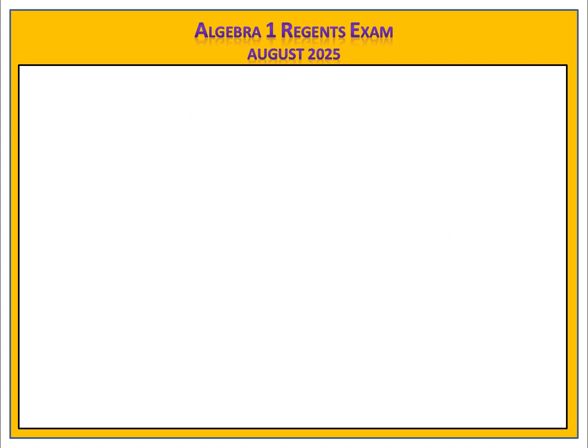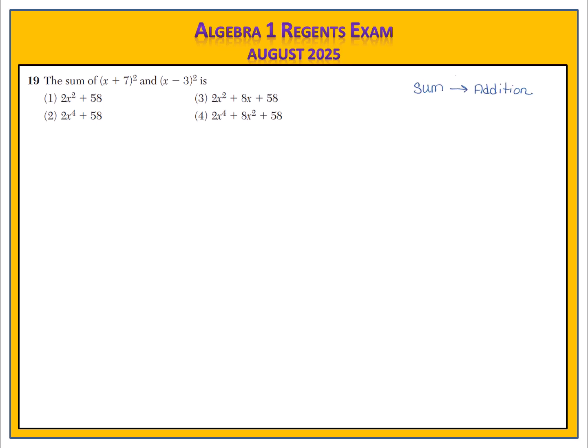In problem number 19, the sum of x plus 7 squared and x minus 3 squared is which of the following? We know that sum means addition, and we have 2 parentheses squared. Be careful, we have to do this properly or we're not going to get the correct answer. X plus 7 squared and x minus 3 squared have to be dealt with appropriately.